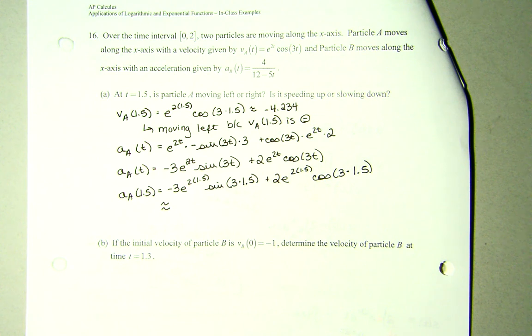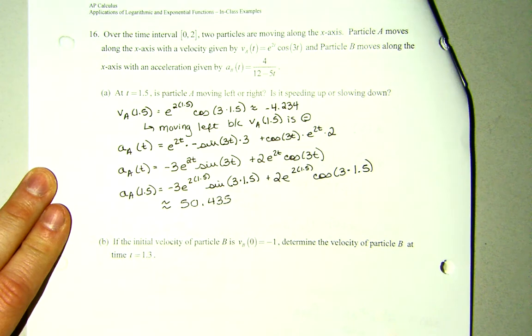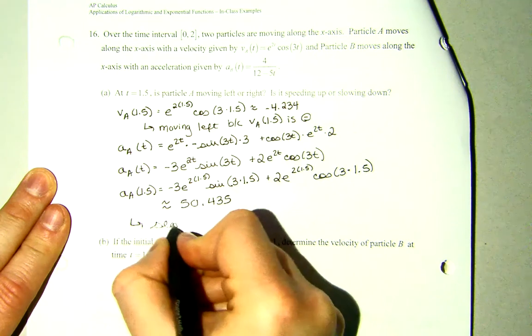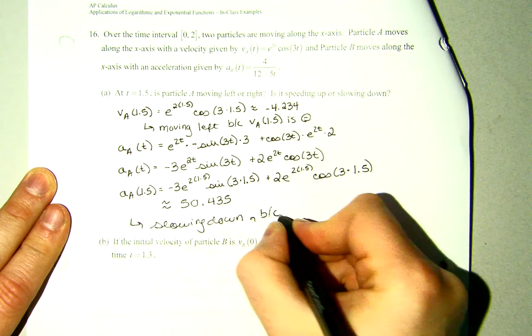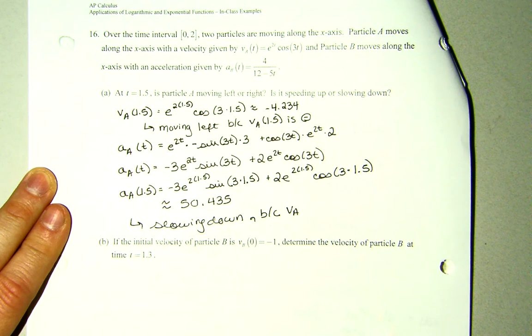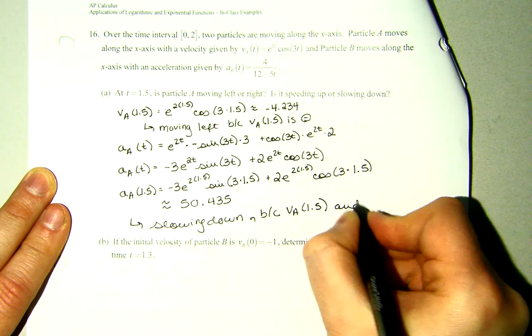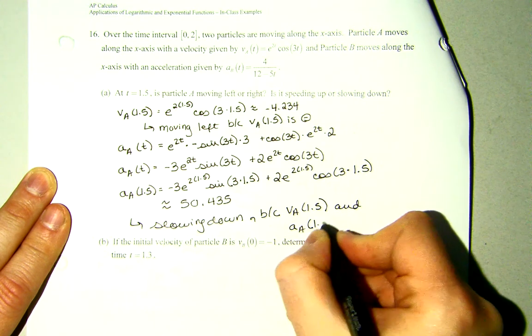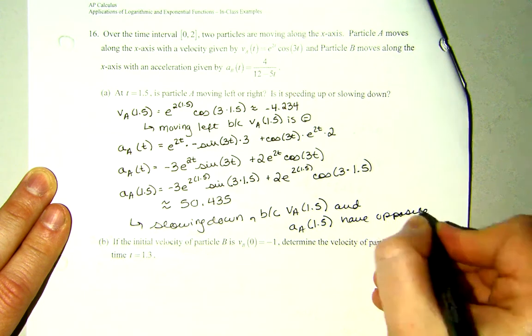Do we have an acceleration? Yeah, 50.435. So what? Particle slowing down. And I'm going to say because the velocity of v sub a, not of t, I shouldn't say that, I should say of 1.5. You got to tell me you're referring to that specific instance. And a sub a of 1.5 have opposite signs.